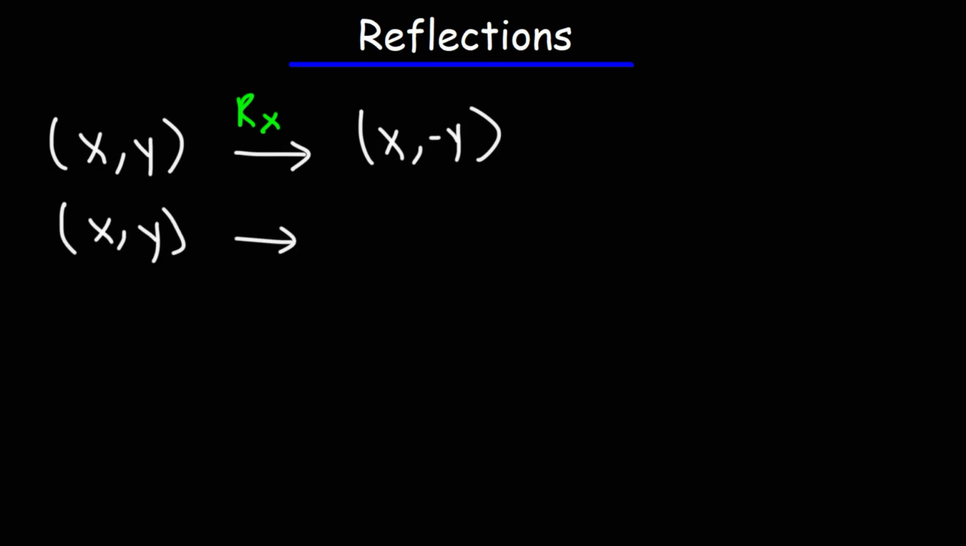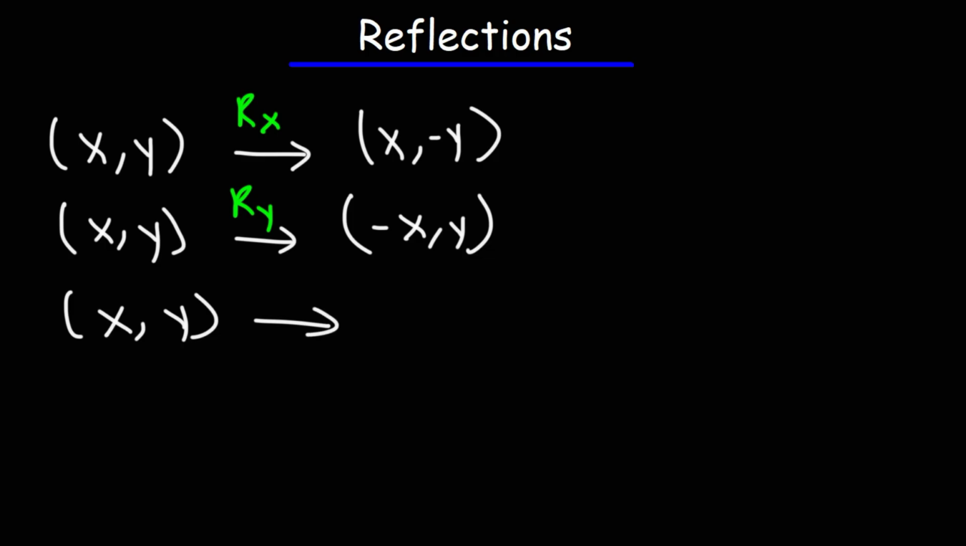When you reflect a point across the y-axis, the y values will stay the same, but the x values will change. And when you reflect a point across the origin, both x and y will change the sign.